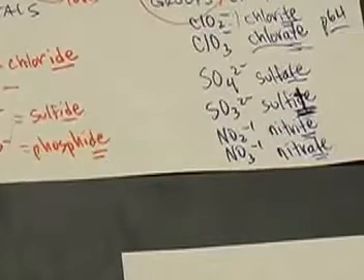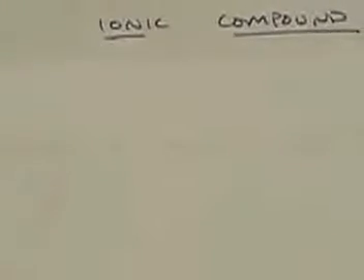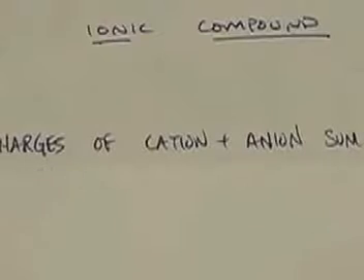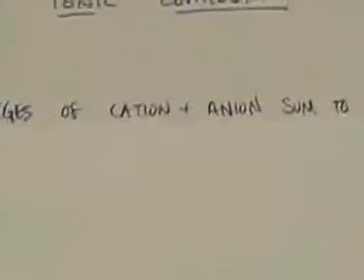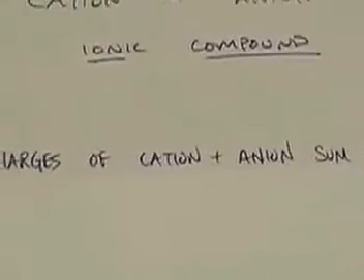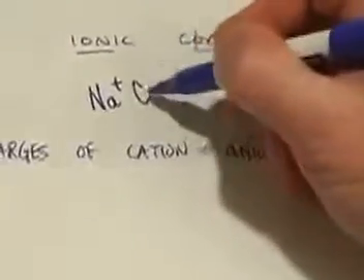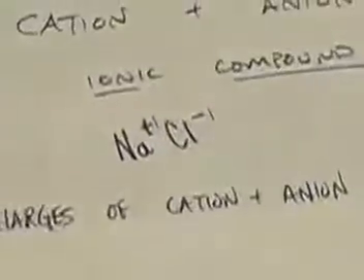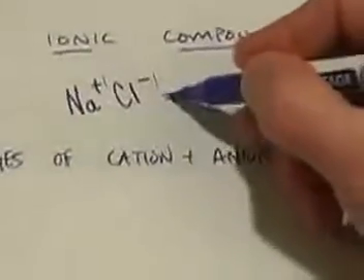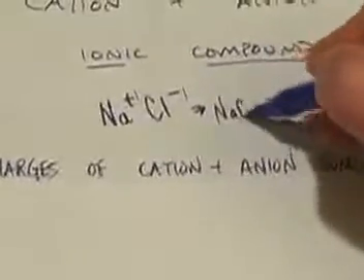So when we take the cation and the anion and put them together, we get what's called an ionic compound. A combination of a cation and anion makes an ionic compound. Now, the charges of a cation and anion always sum to 0, always add up to equal 0. For example, let's say we had a cation of Na+ and an anion of Cl-. Notice the +1 charge of sodium and the -1 charge of chlorine would add up to equal 0, and so the formula of sodium chloride would be NaCl.